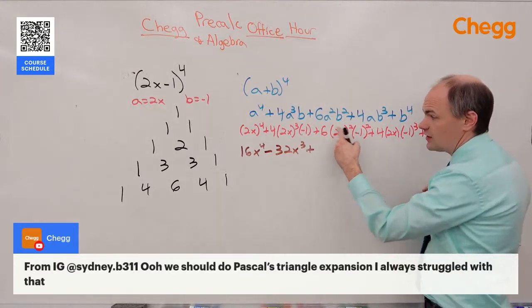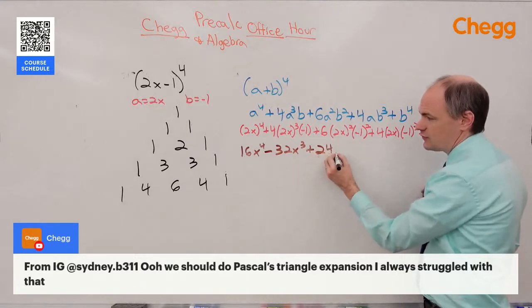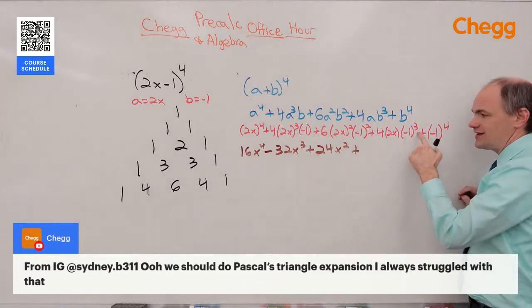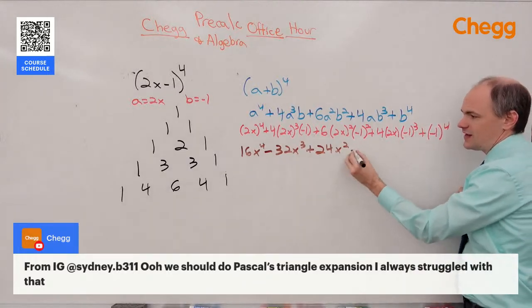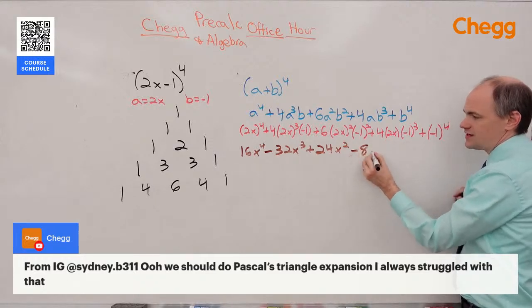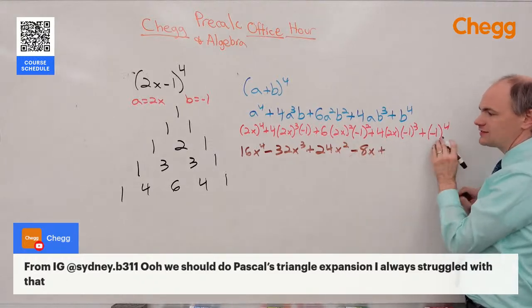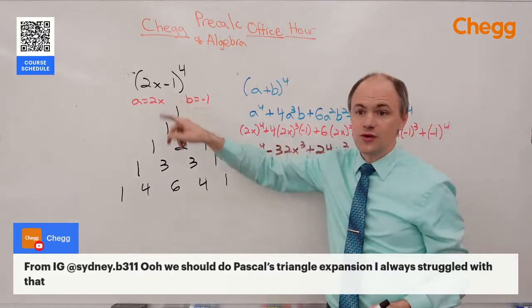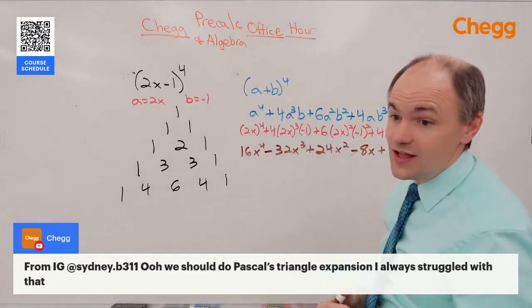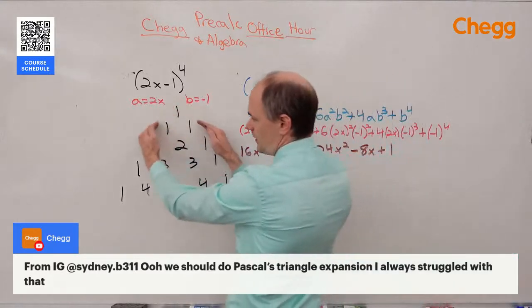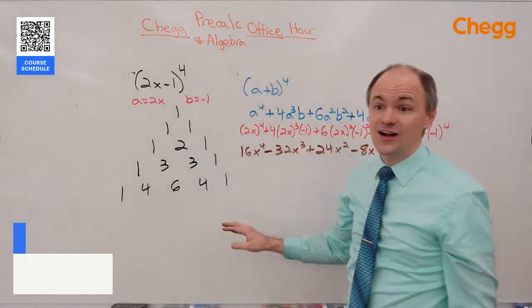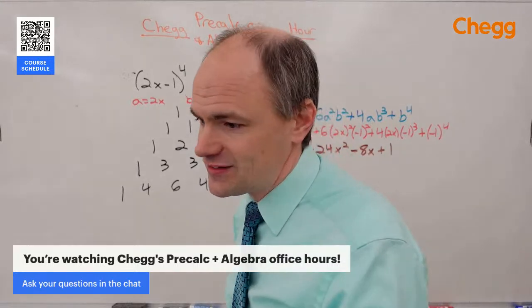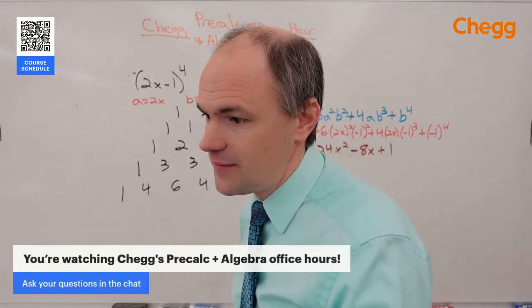2 squared is 4. 4 times 6 is 24 x squared. Plus, oops, actually it's going to be a minus because 3 negatives makes a negative. 4 times 2 is 8x. Plus, -1 to the 4th is 1. And this expression is what 2x minus 1 to the 4th is, using Pascal's triangle. This is called Pascal's triangle because it's in the shape of a triangle, and it helps us multiply out binomials really fast. So that is a great question.